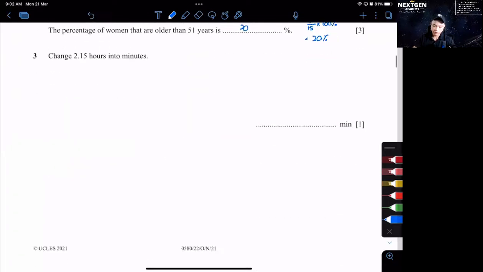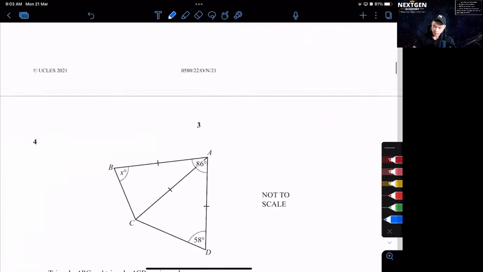Okay, question number 3, change 2.15 hours into minutes. So how do I change hours to minutes? You just gotta multiply it by 60 because 1 hour has 60 minutes. So 2.15 times 60. Type this into your calculator and you'll get 129 minutes. Okay, so 129. This is a 1 mark question. Pretty easy.